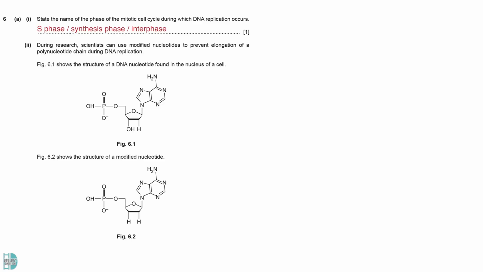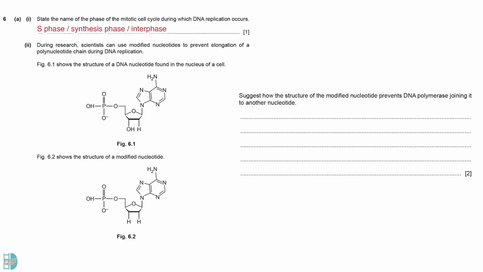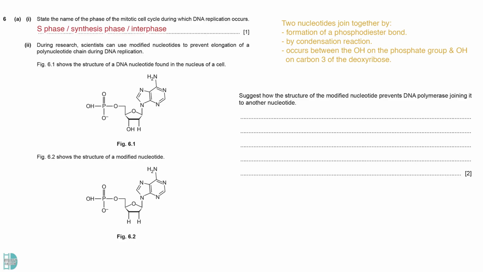DNA replication occurs during the S phase. It is a stage in the interphase. Figures 6.1 and 6.2 show a normal nucleotide and a modified nucleotide that can prevent the elongation of polynucleotide. You are asked to suggest how the structure of the modified nucleotide prevents DNA polymerase from joining it to another nucleotide. Two nucleotides are joined together by a phosphodiester bond, which is formed through a condensation reaction. The reaction occurs between the OH on the phosphate group of one nucleotide and the OH on carbon 3 of the deoxyribose in the next nucleotide.